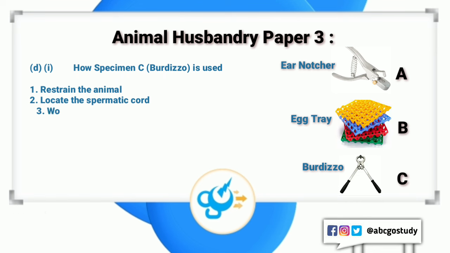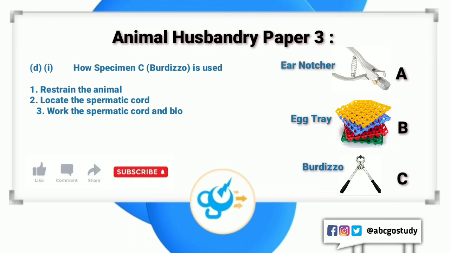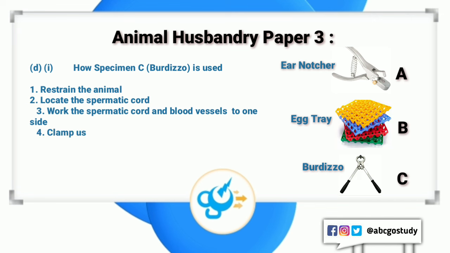So D is what? Restrain the animal. So the first thing is for you to restrain the animal. Then after that, you locate the spermatic cord of that very animal. Then you move the spermatic cord and the blood vessel to one side. I told you the other time that it's a device that is designed to break blood vessels leading into the testicles. So you now clamp using the Burdizzo at the point above the testis. Then you apply force and crush with both your hands for a few minutes. With that, you'll be able to break the blood vessel leading into the testicle.